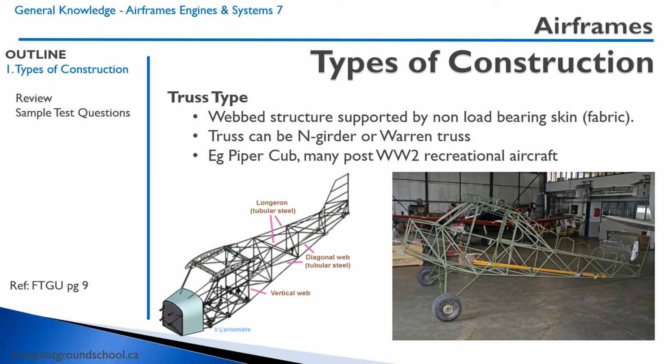The important thing to remember in a truss type construction is the webbed structure is what holds the entirety of the load. The skin, which is often fabric in this type of construction, does not bear any load. So you can see here you have vertical members, longerons, those are the horizontal members, and then in between you have the diagonal members. They always form rough triangles to distribute the loads.